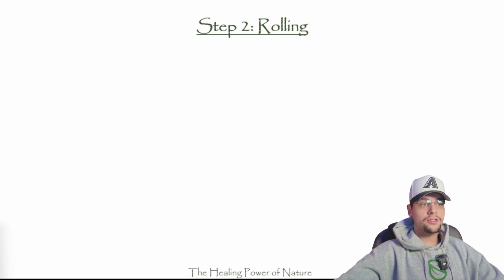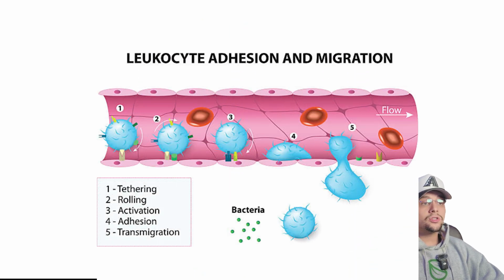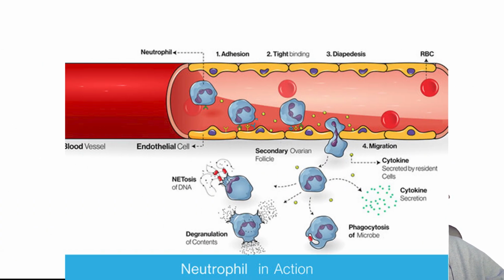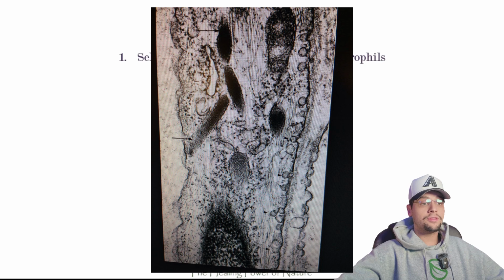The second step that occurs is called rolling. Selectins, which you can think of as speed bumps on the endothelial cells, slow down neutrophils. Selectins are adhesion molecules expressed on activated endothelial cells to initiate weak interactions with neutrophils. There are three different types of selectin. You have P-selectins, which are stored in the Weibel-Palade bodies, specifically endothelial storage granules. When you hear the words Weibel-Palade bodies, think P for P-selectin.